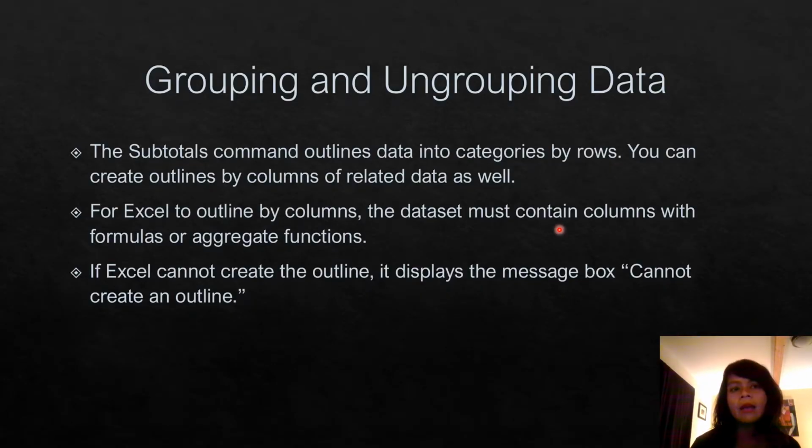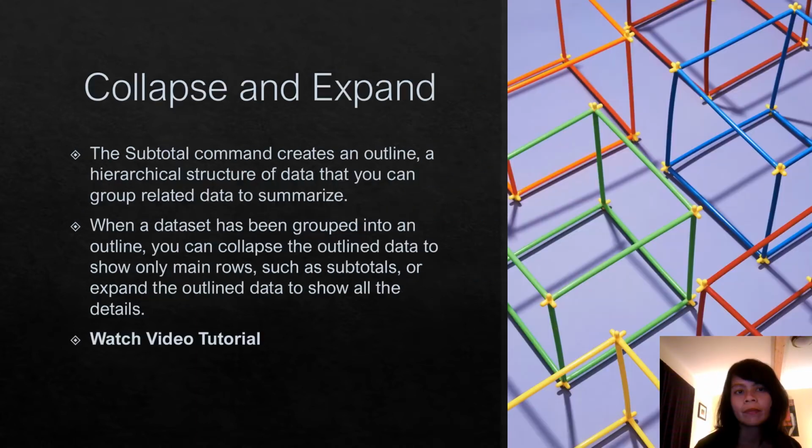Next we'll look at grouping and ungrouping data. The subtotals command outlines data into categories by rows. You can create outlines by columns of related data as well. For Excel to outline by columns, a data set must contain columns with formulas or aggregate functions. If for some reason Excel cannot create the outline, then it will show you the message, cannot create an outline.